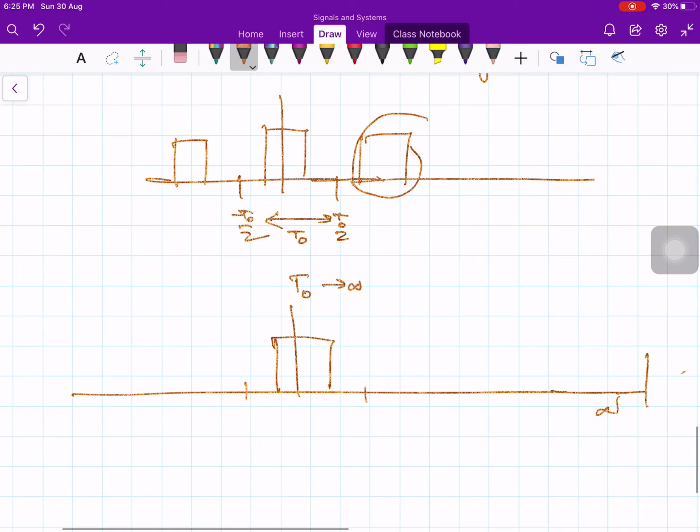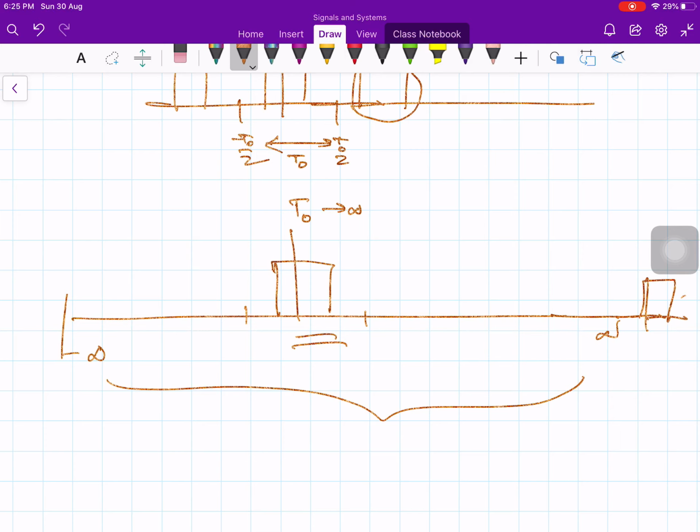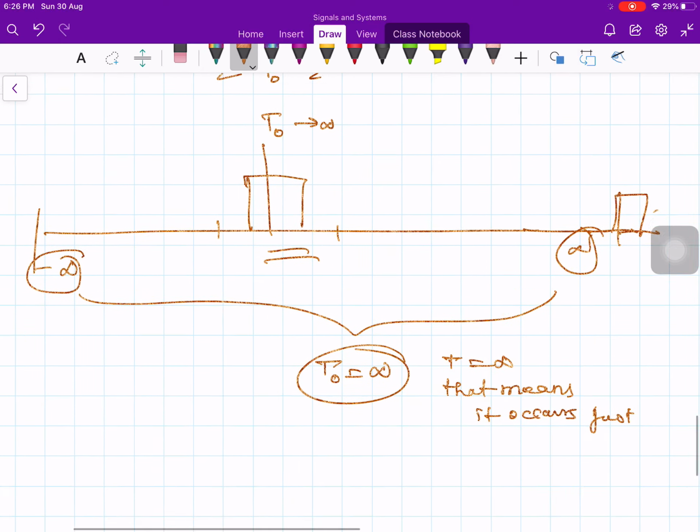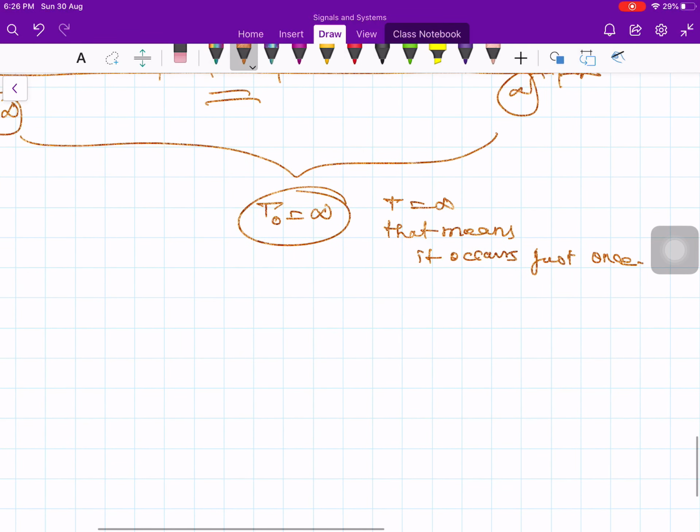We don't know where it comes, and previously the pulse occurred before minus infinity. So in the range from minus infinity to infinity, I have only one pulse. The next pulse is going to occur after an infinite duration. So what is the period now? The period is infinity. Therefore, an aperiodic function can be thought of as a periodic function with a period extending from minus infinity to plus infinity. That means it occurs just once. Afterwards it will not occur again.